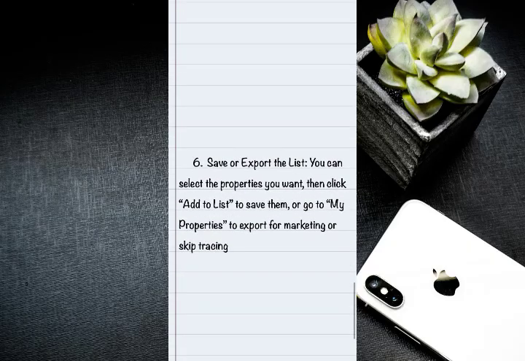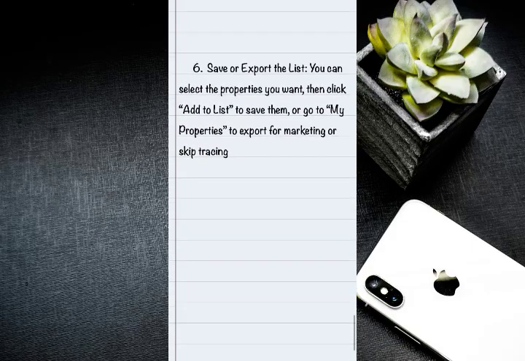Then from there, save or export this list. You can select the properties you want, then click add to list to save them, then go to my properties to export for marketing or skip tracing, and that's it.